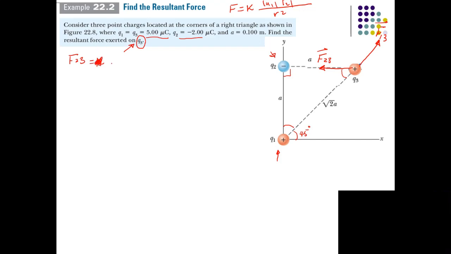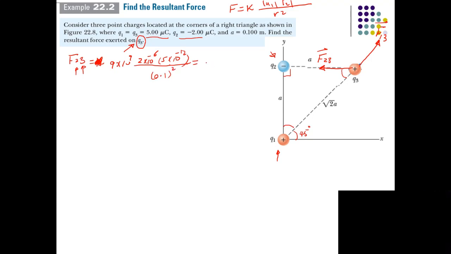So simply F23 is approximately equal to 9 times 10 to the power 9. Q2 is minus 2. Absolute value of minus 2 is just simply 2. So this is 2 times 10 to the power minus 6, multiplied by Q3. Q3 is 5 times 10 to the power minus 12. Distance between 2 and 3, because we are doing between 2 and 3, is simply A. And A is 0.1. Don't forget to square it.